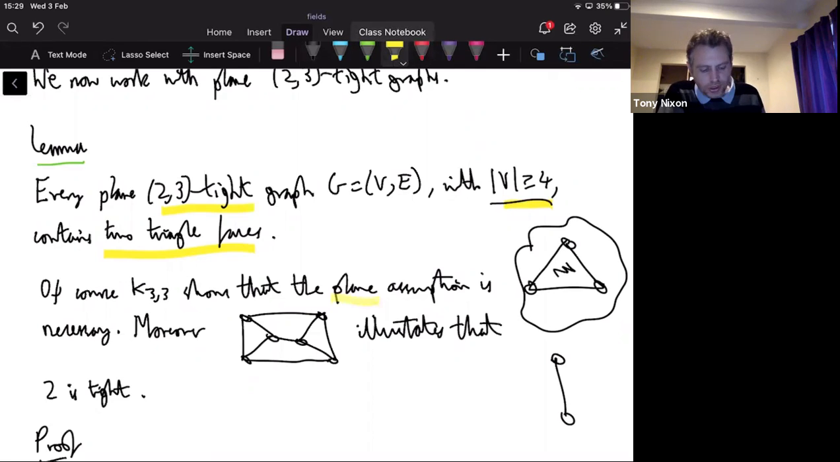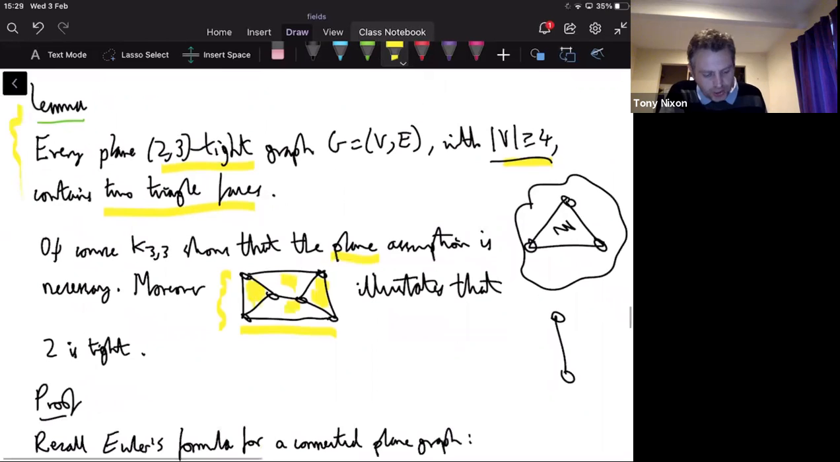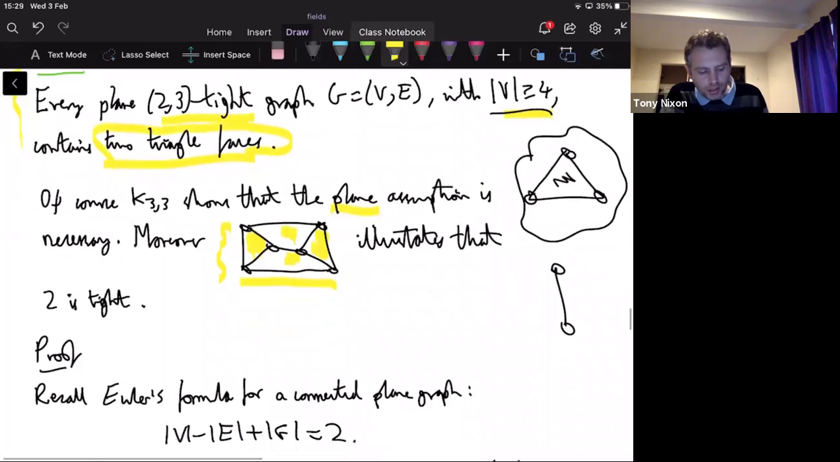The plane assumption is clearly necessary from K free, as we said. And this example that I drew before, this is the triangular prism graph. It's the Cartesian product of K3 and K2, if you're a graph theorist. But this illustrates that 2 is tight because it has exactly 2 triangle faces. The other faces have size 4, 4, and 4. So this lemma is sort of best possible. We want to find triangle faces to contract, and the most we can guarantee is there's 2 of them we could possibly contract in a big graph.